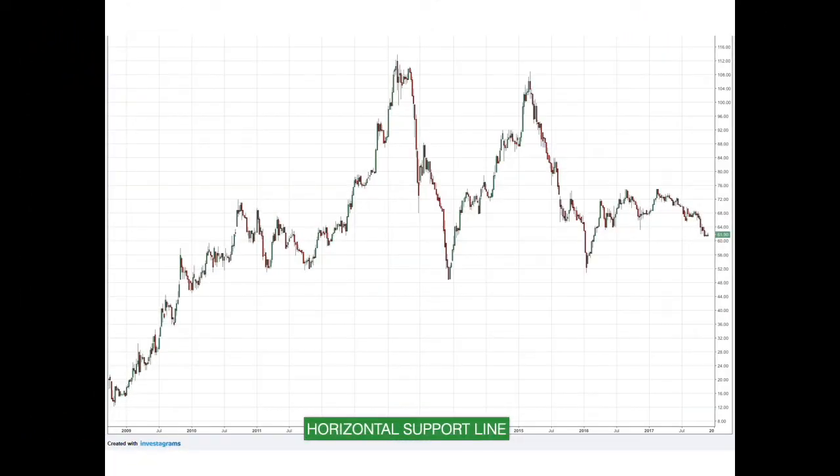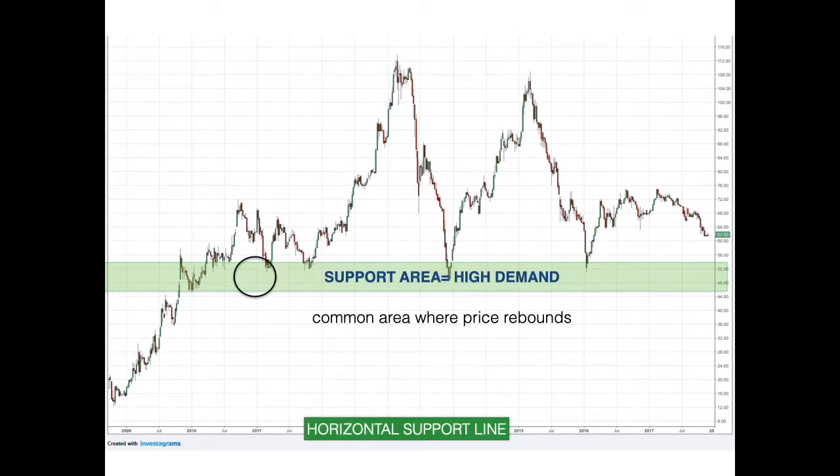First, let's talk about support. Support is the price level at which buyers are expected to enter the market in sufficient numbers to take control from the sellers. So this is the price where there is high demand. This is the area where price rebounds.